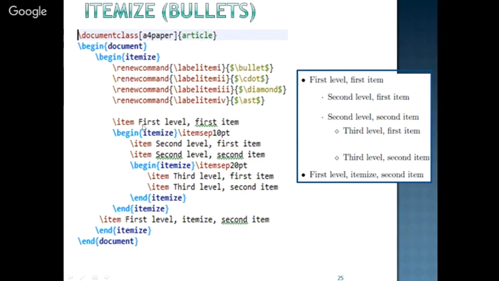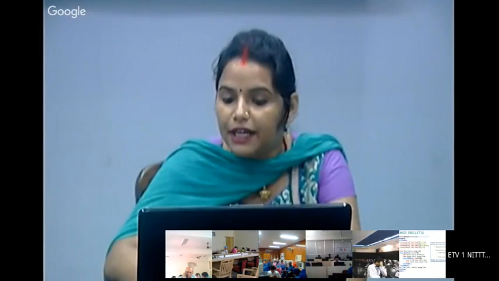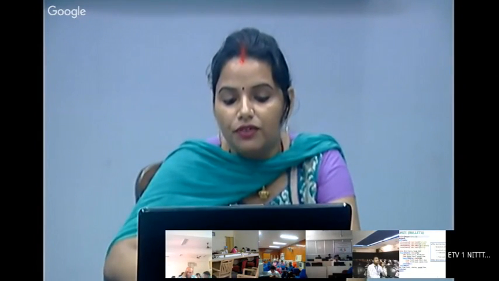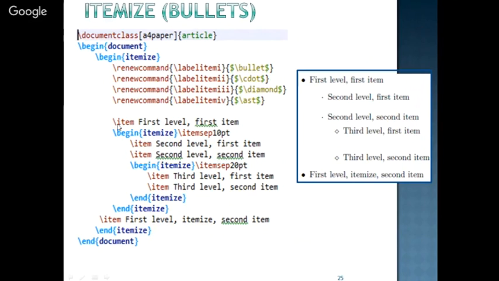Here we have defined the style for the bullets for the items, but what will be the content of the levels? Here it is written first item, item first level first item. This is just an example. It can be any content whatever you want to write. Then since it's a second level, it is again itemized within that itemized. So this is a nested itemized, you can say a nested environment.